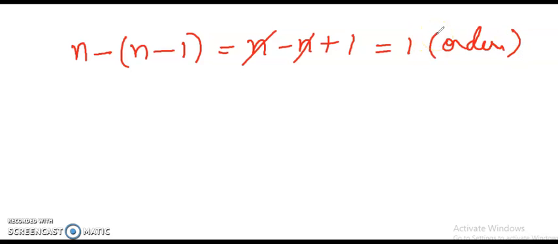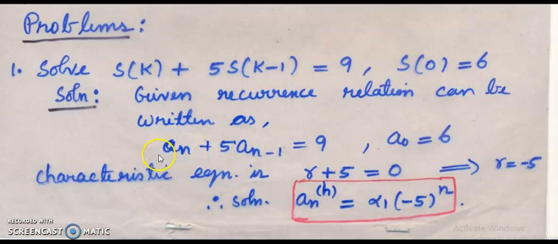So we have to start with r raised to 1. Earlier we learned if the order is 2, we start with r square; if the order is 3, we start with r cube. Here the order is 1, so we start with r raised to 1 plus some constant term is equal to 0. What about the constant? The coefficient of a_n is 1, the coefficient of a_{n-1} is 5. So we take 1 and 5, and on the RHS we have to take 0 while writing the characteristic equation. Don't take 9.